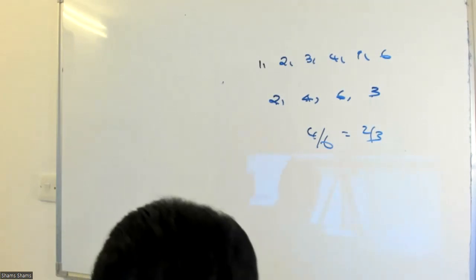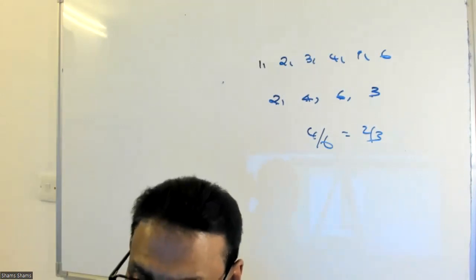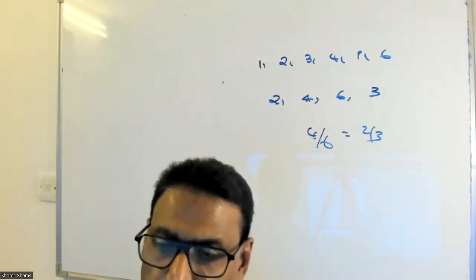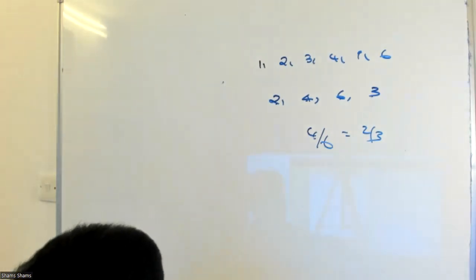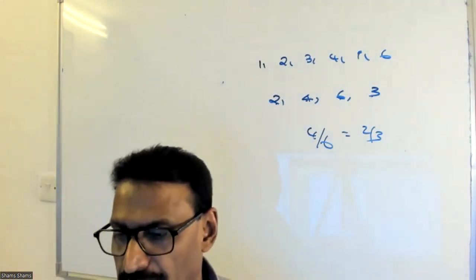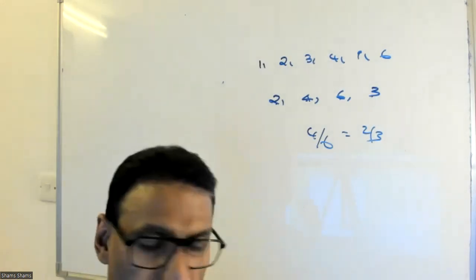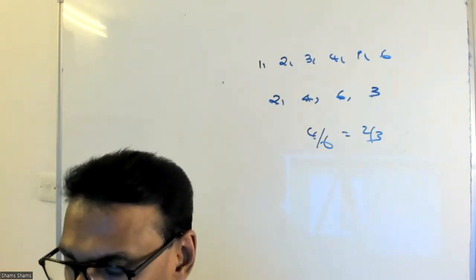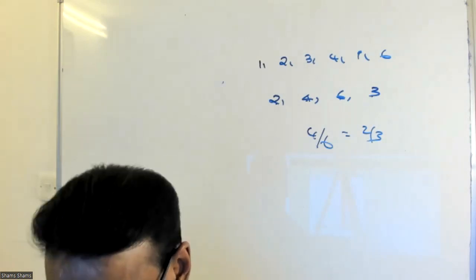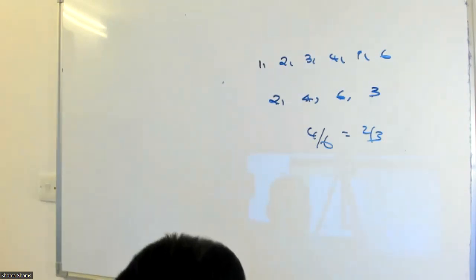Okay, even number and a multiple of 3 means both conditions should be satisfied. It should be an even number and a multiple of 3 also. Which is that number? 6. Only 6, only that condition. That means 1 by 6. Okay. Sarah, understood or not? Yes. Okay. Next one, Sarah Ahmed, read.